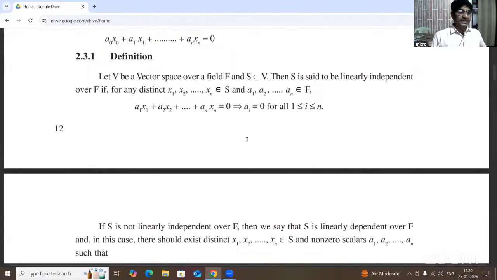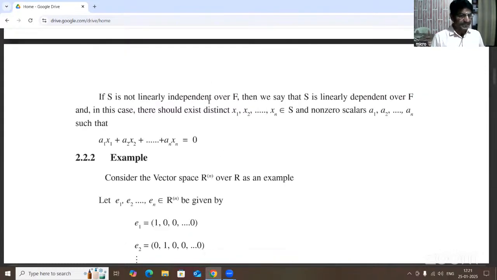Then we find the determinant of the given vectors through the matrix. When the determinant is not equal to 0, that is called linearly independent. When the determinant equals 0, that is called linearly dependent. That is the difference between linear dependence and independence through the linear combination of vectors, and it can also be verified in the same manner through the determinant of the matrix. So that is the difference between linearly dependent and independent.